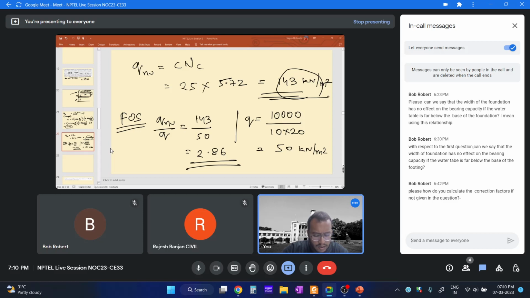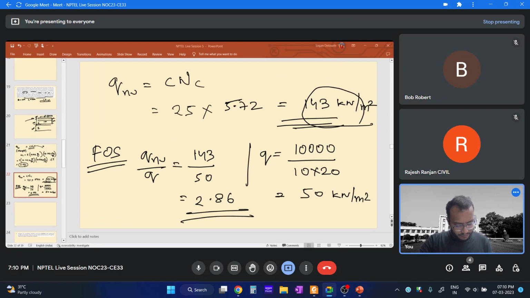And the next one is, with respect to the first question, can you say the width of the foundation has no effect on the bearing capacity? Yes, obviously, I have already answered that. And the next is, how do you calculate the correction factors if not given in the question? I have just explained using the graphs. The graphs will be given.